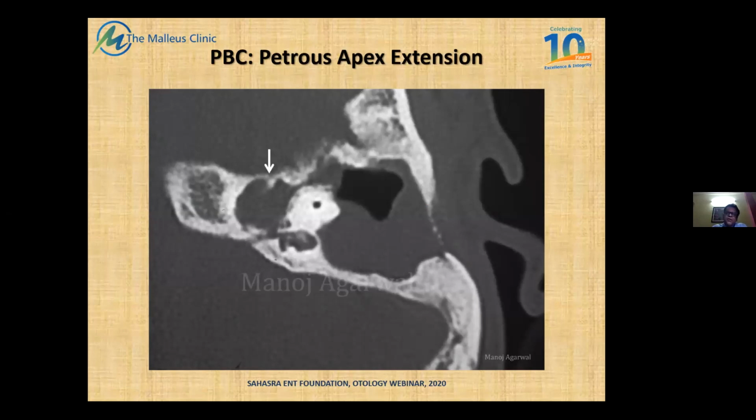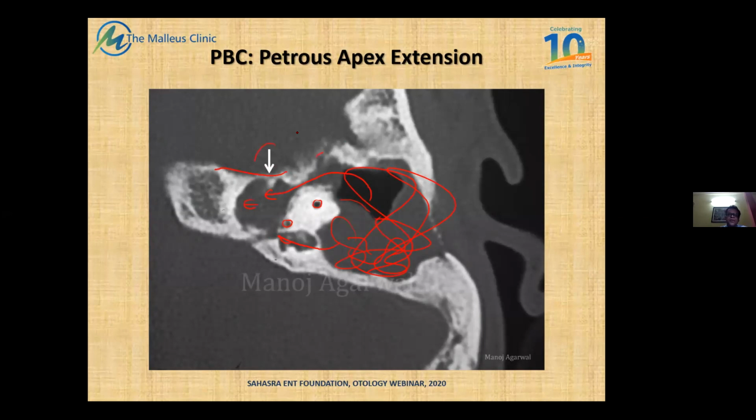Same patient, axial view. The previous one was a coronal view. See how extensive it is. You don't see any trabeculations here. Do you see any trabeculations here? No, you don't. You can see the superior canal here and the superior canal here. Those are the two limbs of the superior canal, but you can see that it's extending medial and lateral to the superior canal towards the petrous apex, and this is the tegmen. You can see the tegmen.